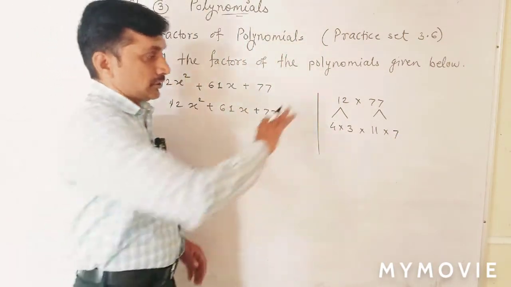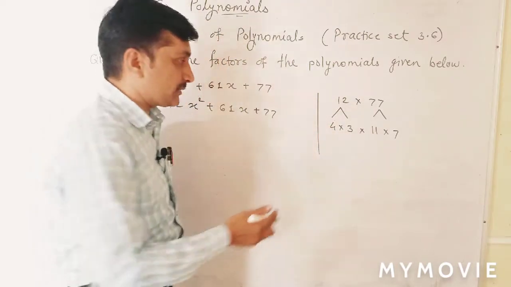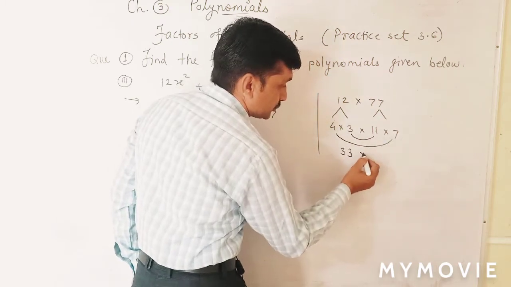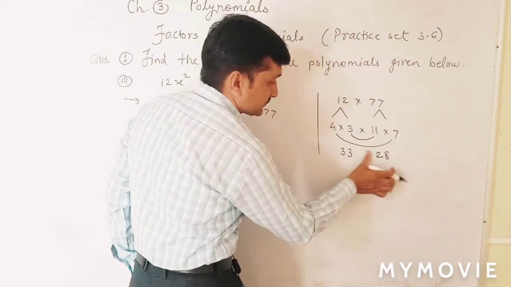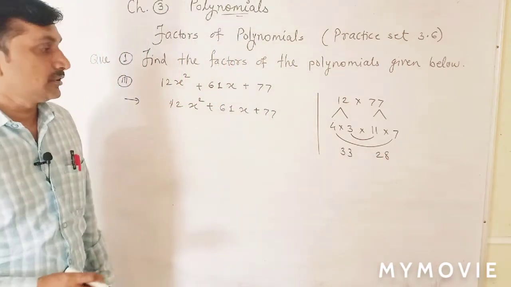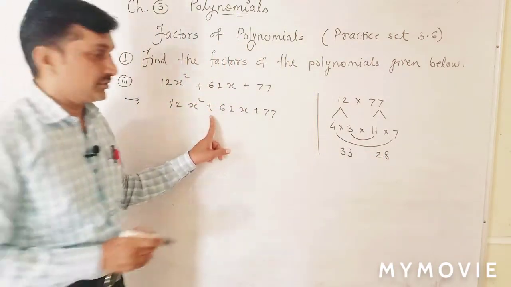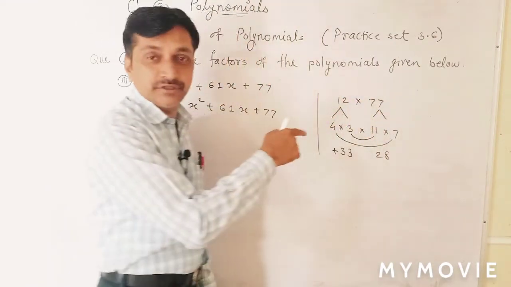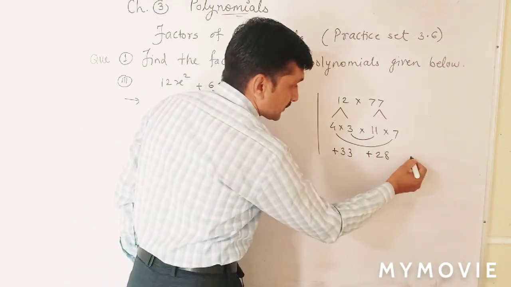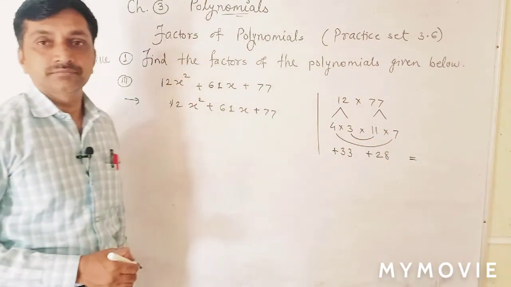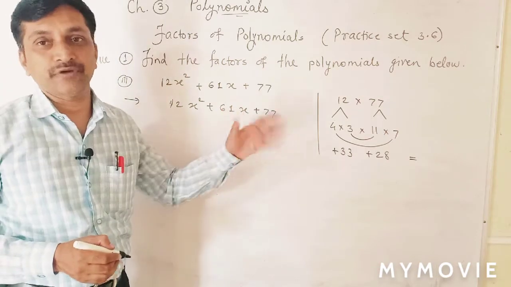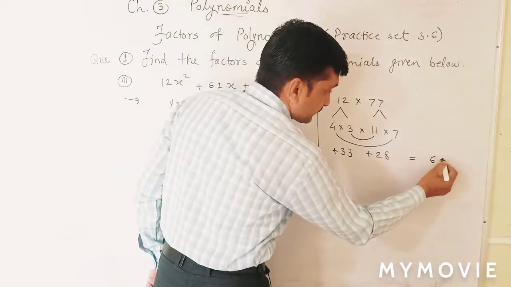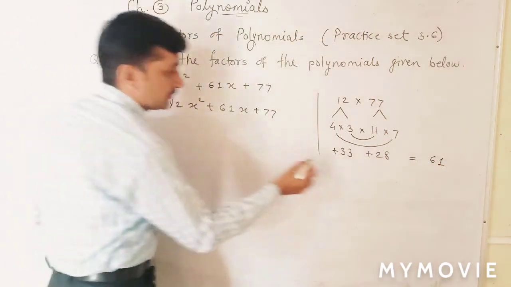These are factors. Now multiply pairwise. Now here 33 and here 7 4s are 28. These are factors, 33 and 28. Middle term sign is plus due to the bigger factor. Product is positive here, that's why same sign here. Now let's add. If we get 61 on addition, then factors are correct. 33 plus 28, 61. And our middle term is also 61 here.